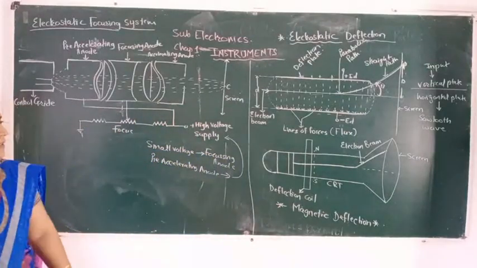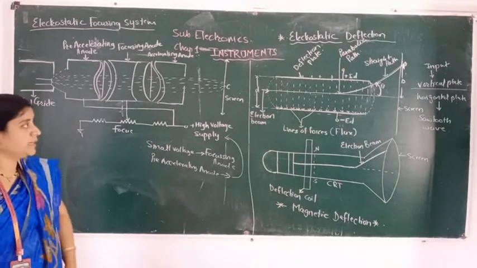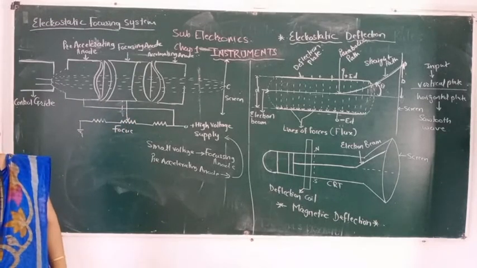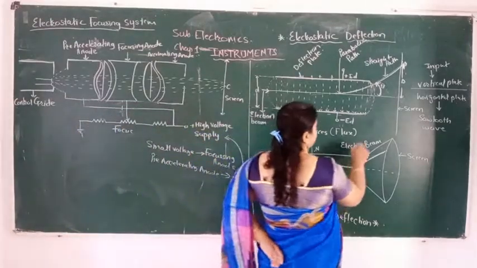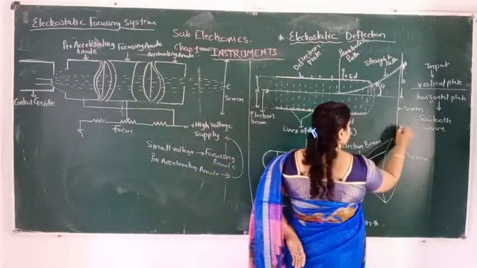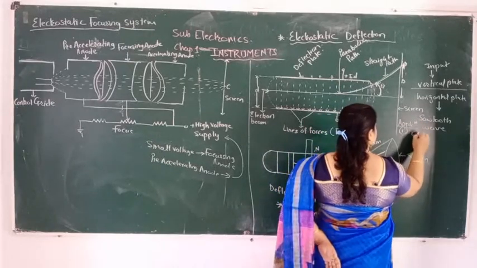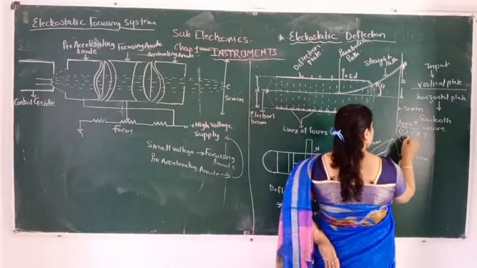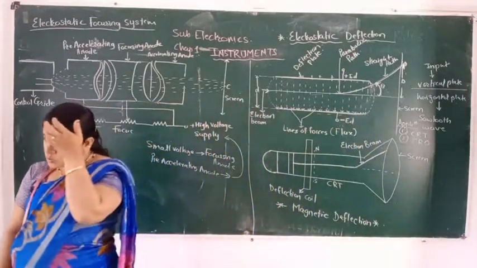Isn't it? Now next is magnetic deflection. There are two types of deflection: electrostatic deflection and magnetic deflection. The application of electrostatic deflection is what? It is used in the CRT, that is the cathode ray tube, and it is also used in the CRO, that is the cathode ray oscilloscope.